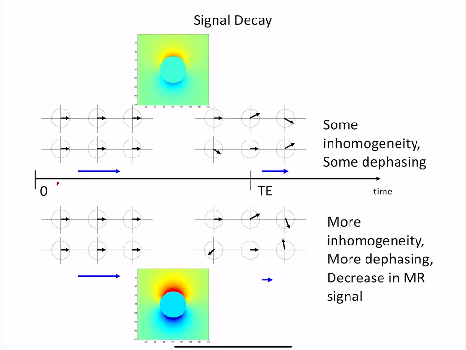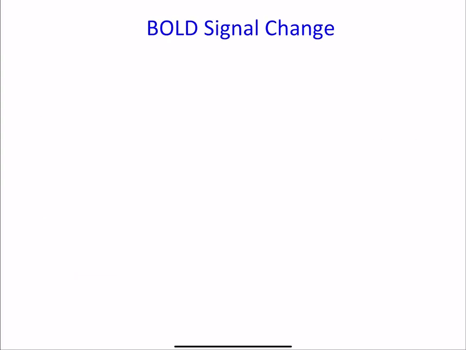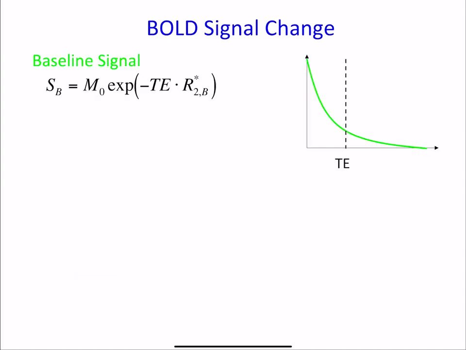TE is just how long you wait. The idea is if you don't wait very much, there's not going to be much dephasing. The longer you wait, the more dephasing there is. And so the question is, what's the optimal TE? Well, we'll get to that in a minute. That's a good question though. In fact, we'll get to it right now.